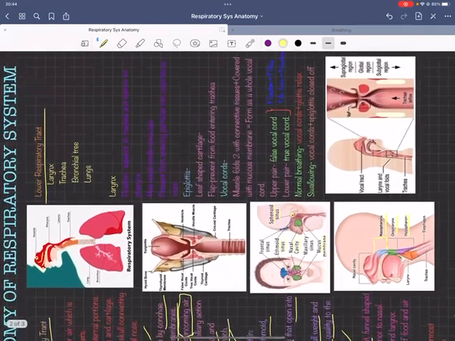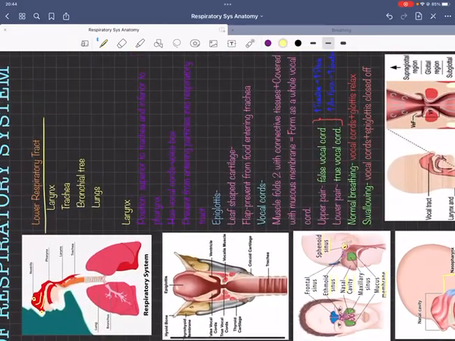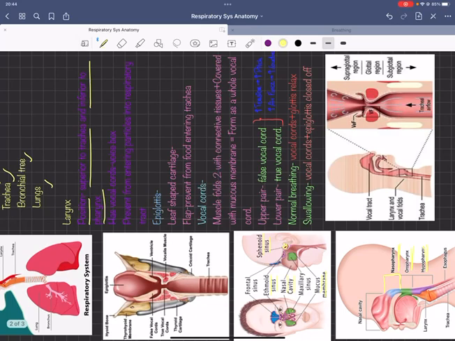Now further, here we can see that inside the lower respiratory tract, there are actually four structures. These are larynx, trachea, bronchial tree, and lungs. So the larynx is a structure which is positioned superior to the trachea and inferior to the pharynx. Here we can see that larynx has been labeled in this area, whereas pharynx is this area. So larynx lies inferior to pharynx but superior to trachea.